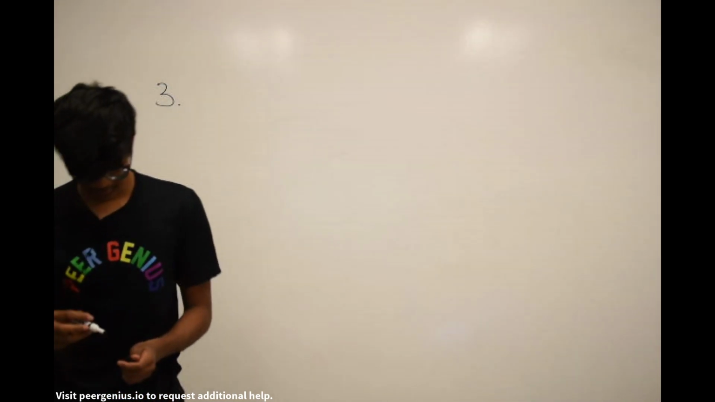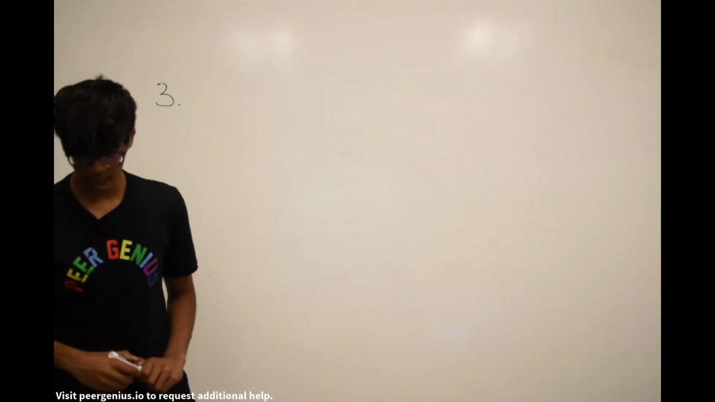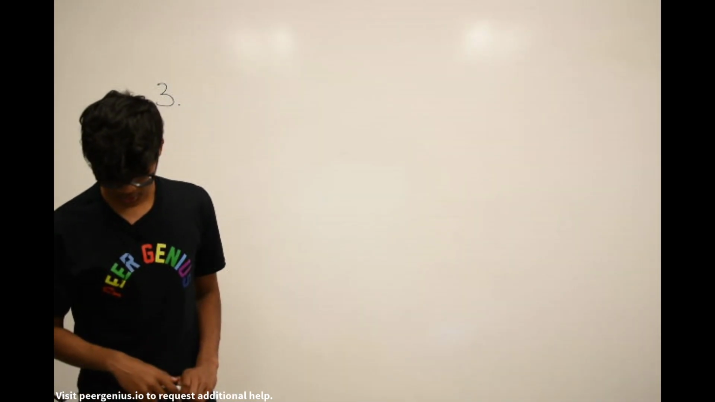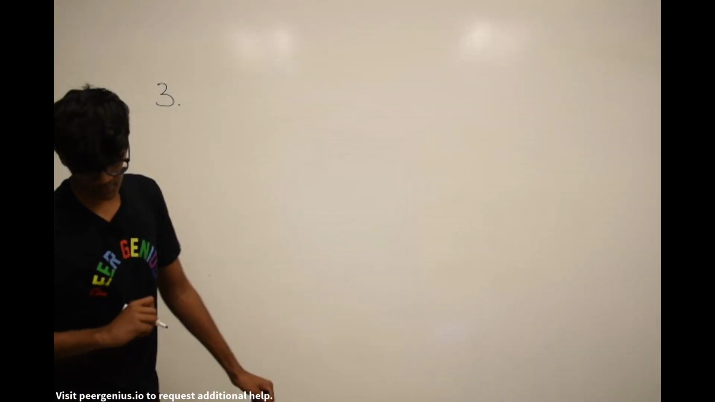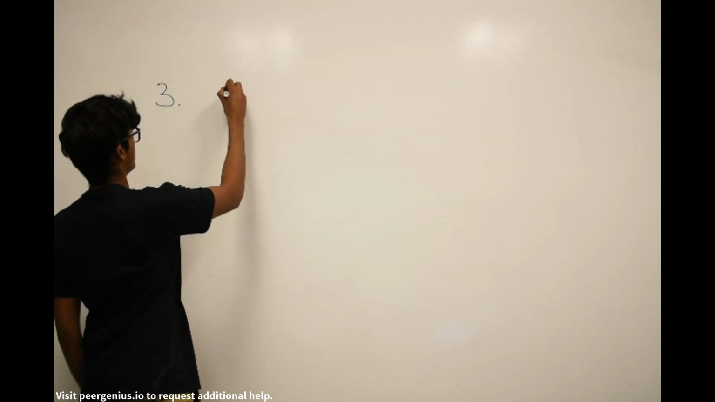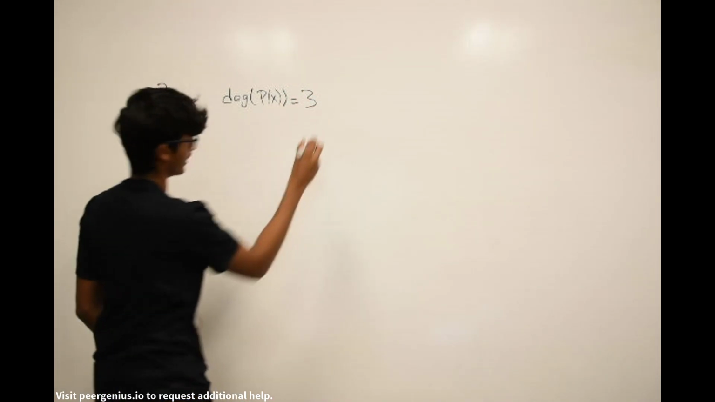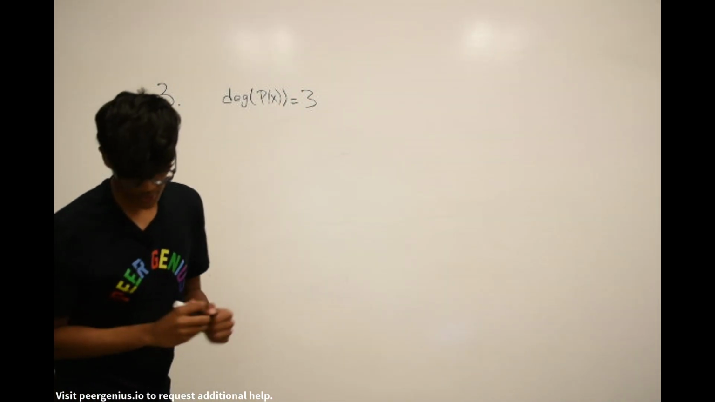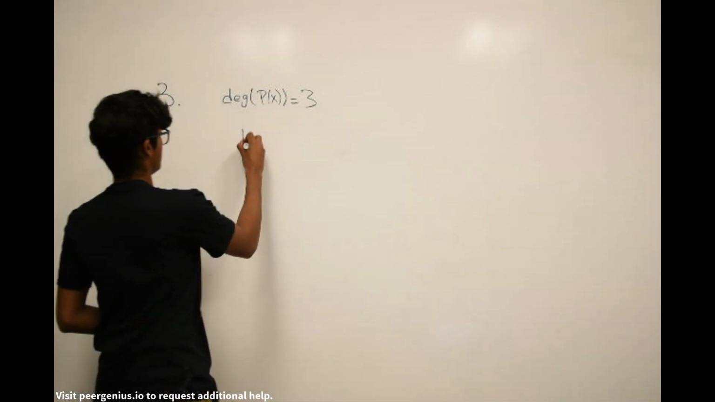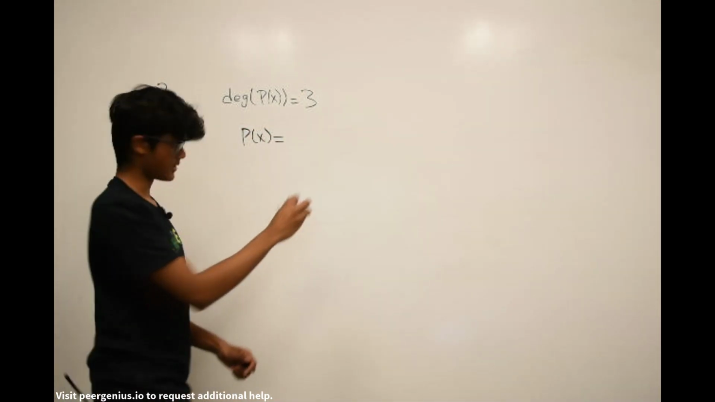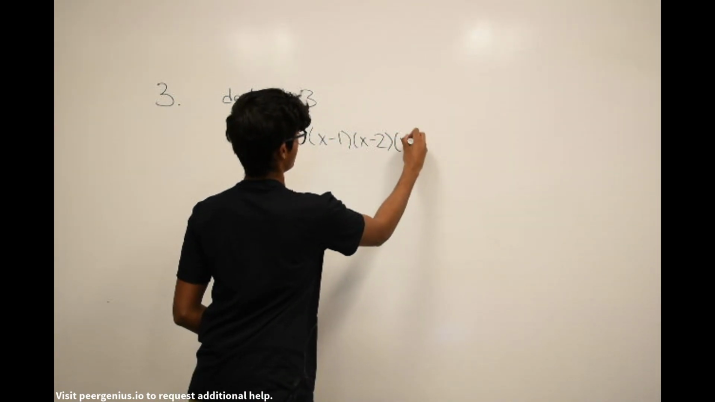Number 3. P of x is a cubic polynomial with real coefficients which satisfies P of 0 equals negative 12, P of 1 equals 0, P of 2 equals 0, P of 3 equals 0. What is P of 4 equal to? So it says P of x is a cubic polynomial. This means that the degree of P of x equals 3. It also gives you the 3 zeros, at 1, 2, and 3, which means P of x can be written as a times x minus 1 times x minus 2 times x minus 3.